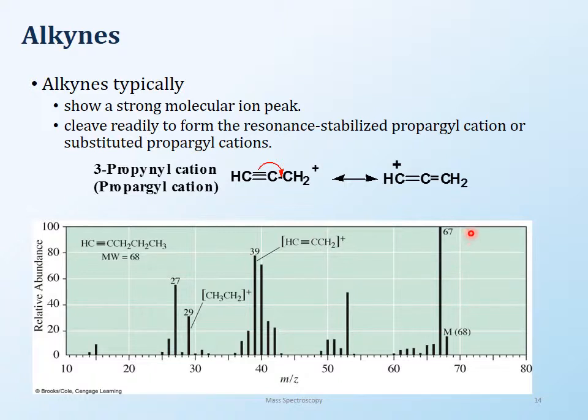Okay, the base peak, if you see in this case, is very close to the molecular ion peak, okay? Because molecular ion peak is 68 and 67, which is M-1 peak, is the most abundant one because the cation that is formed is resonance stabilized, okay? And so this is the base peak as well as the molecular ion peak.